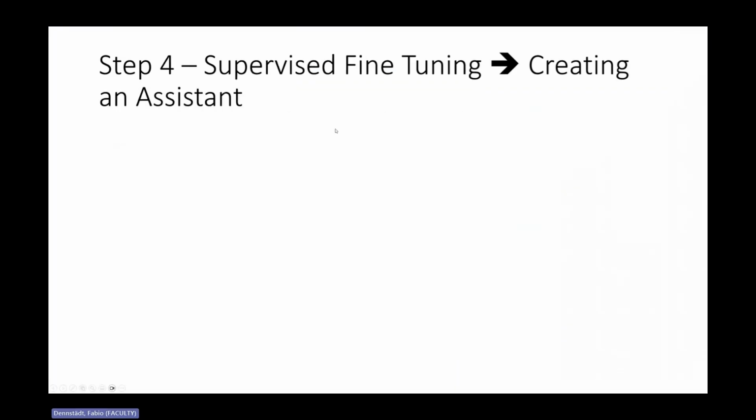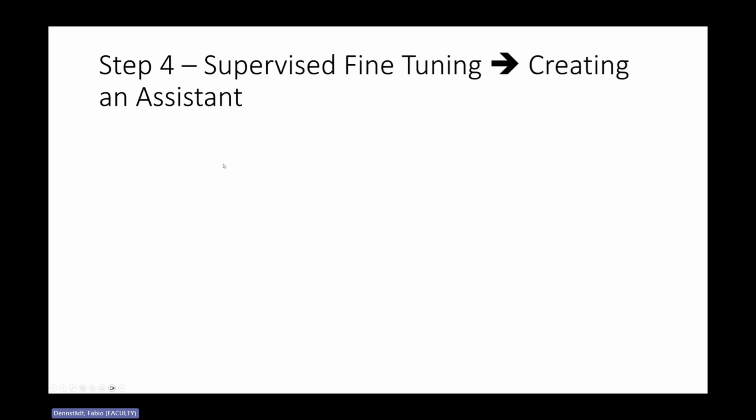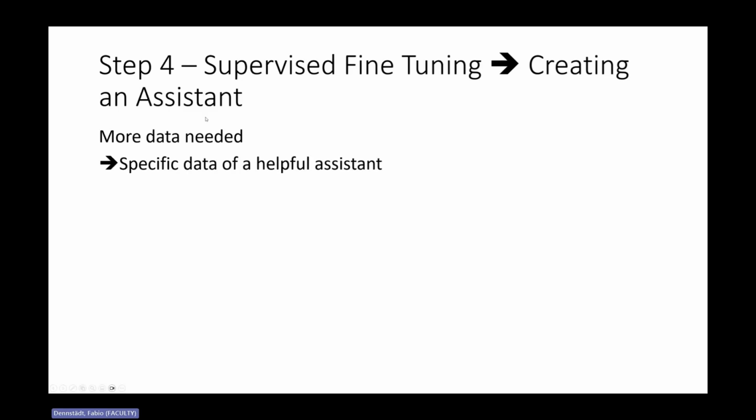So what we do next, for step 4, is take this model and further train it and adapt it to create an assistant system. This is what you do with supervised fine-tuning. You have this base model, and you do additional training based on a specific data set that you give it. What we would want for an assistant system is that we have questions and it gives helpful answers to these questions.